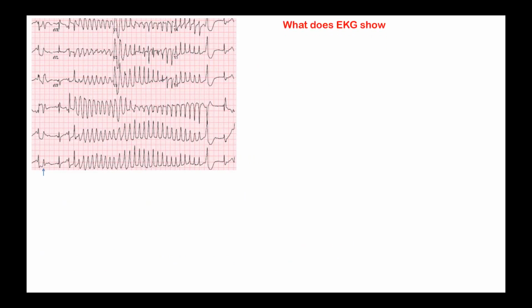What does the EKG show here? This is polymorphic ventricular tachycardia. Like this one. What are the causes of this condition? What causes?